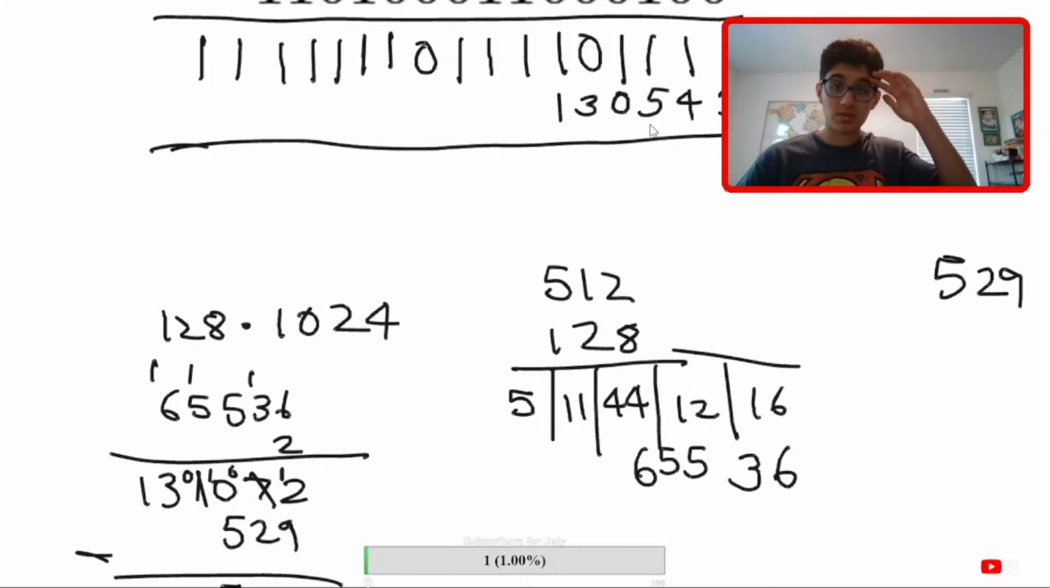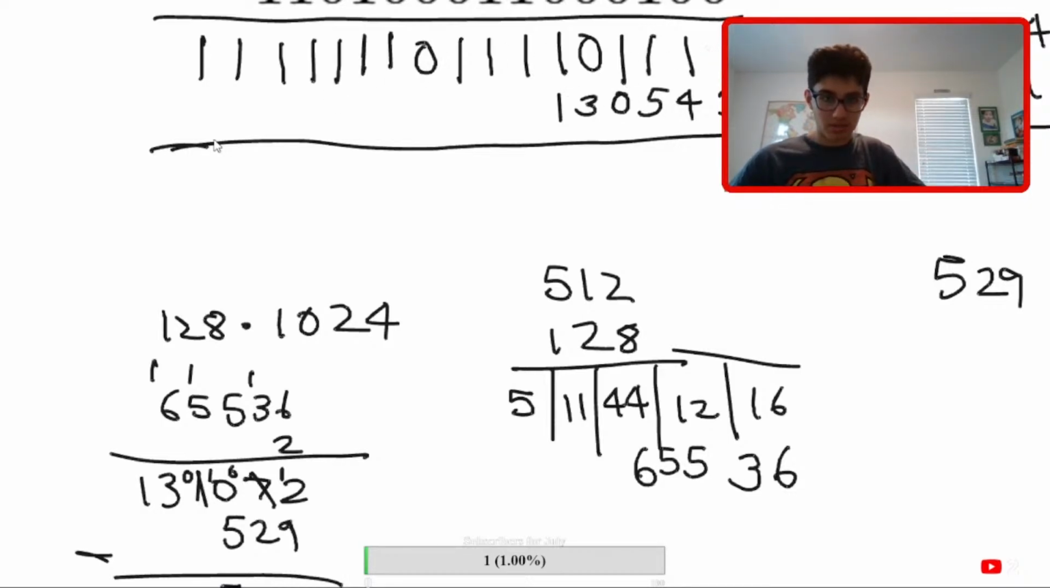Wait, can't we just do it the other way? We can do 130,543 minus 101111. Get this as a negative thing. Subtract that off from 1000000. Subtract that from a million, and then put that over here, and then just paste everything in front of that. We can do that.